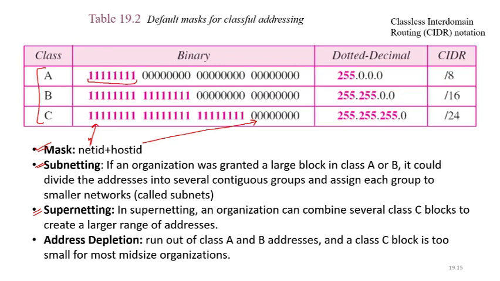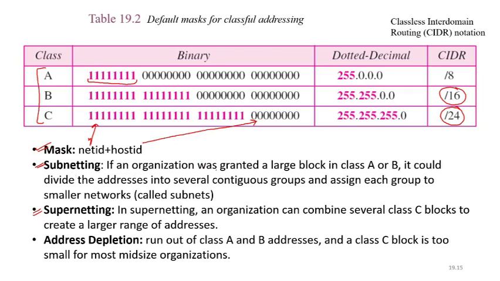Similarly, /16 means 8 plus 8, so the leftmost 16 bits are ones. /24 means 8, 8, 8, that is, 24 bits are ones. In classless notation, this is the way we will be representing the masks. In IPv4 classful, this is how the masks are used. We will let you know what a mask is, basically, in later cases.